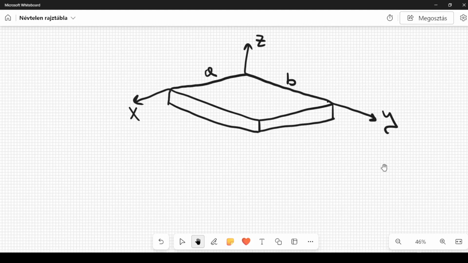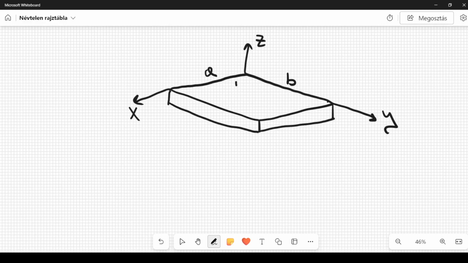Now we consider a thin plate, so this is the thickness of the plate, whereas A is the width of the plate along the x direction, and B is the width of the plate along the y direction. So we have a rectangular plate, if we see it from above.